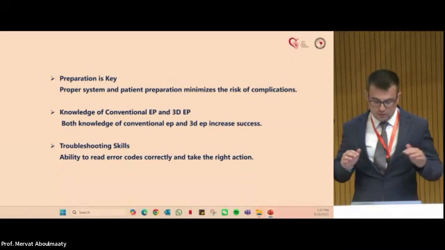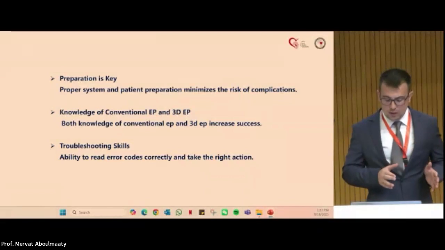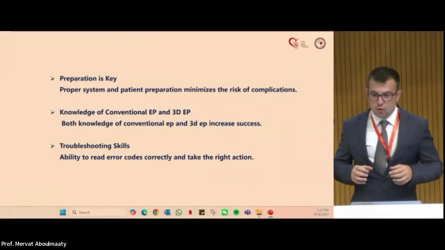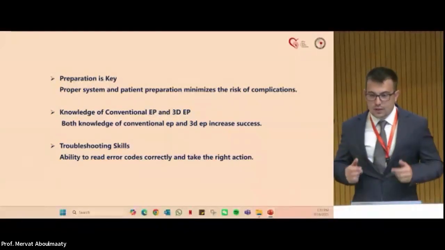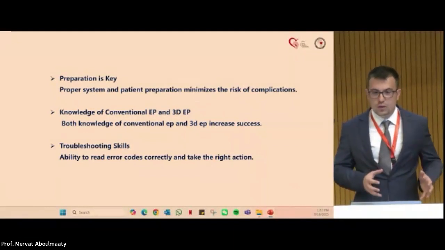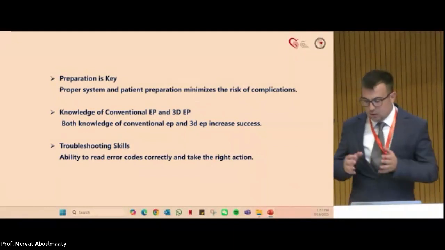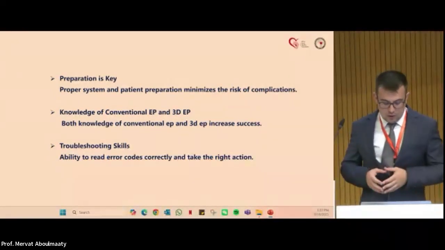The preparation is the most important thing. The knowledge of the conventional EP and 3D. So first of all, as a technician, we need to know conventional arrhythmia. If we know the conventional EP, then 3D will be easier for us.